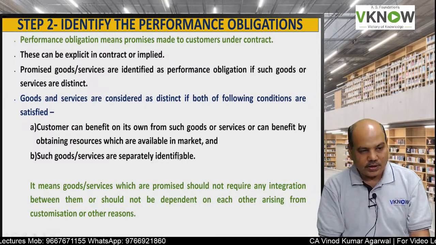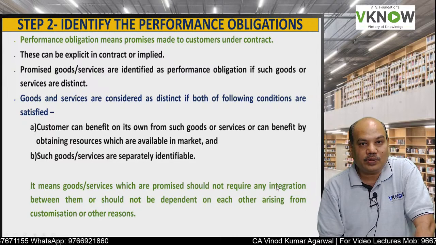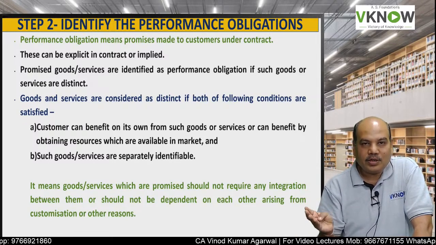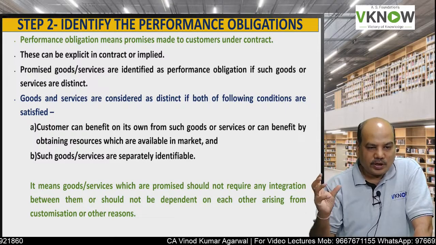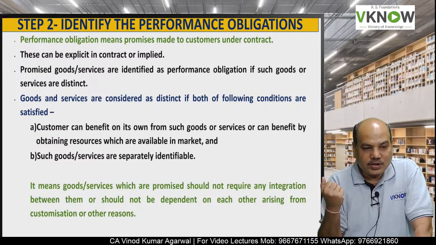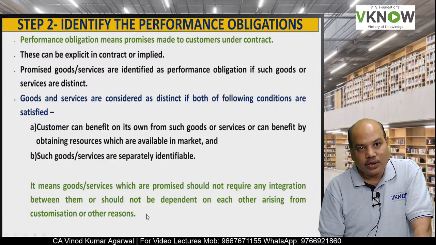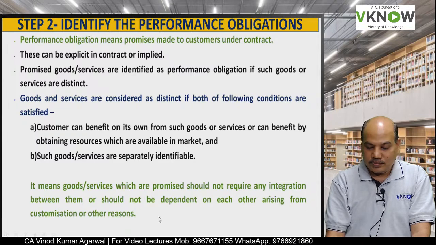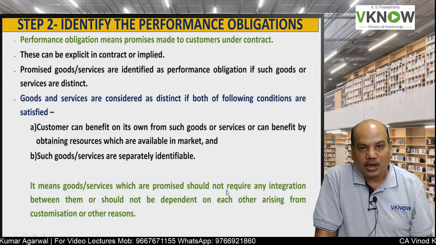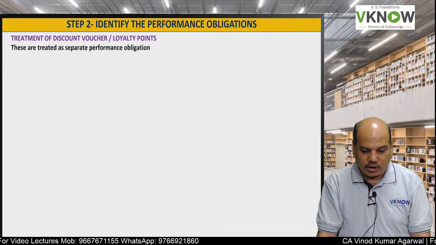So what is the meaning of this last line, separately identifiable? It means goods and services which are promised should not require any integration between them. For example, in construction of a building, there are electrical work, plumbing work, carpentry work, and so many other activities which are integrated and interlinked with each other. You cannot get individual services, so they are not separately identifiable. So the items should not require integration between them or should not be dependent on each other arising from customization or other reason, and they should not require customization. Then they are called separately identifiable, and they will be treated as separate performance obligations.